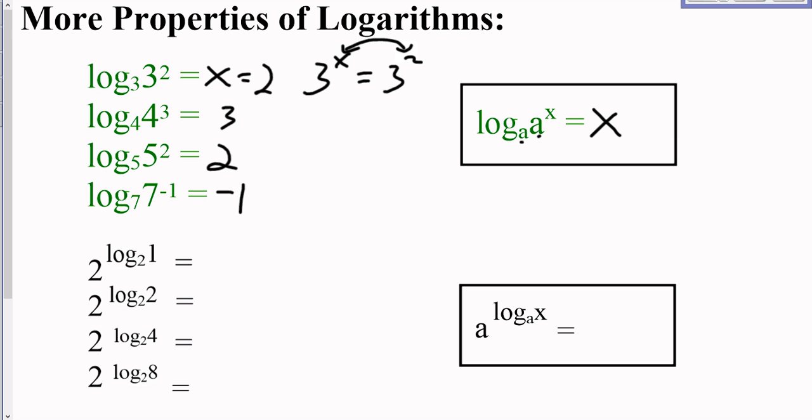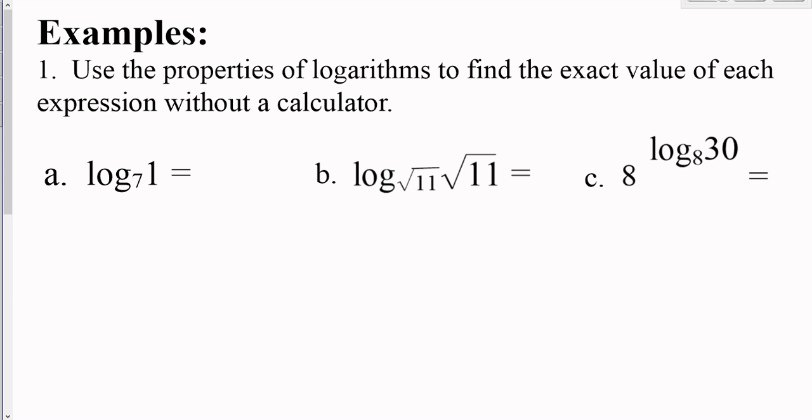The other way around is that if we have 2 raised to the log base 2 of something, it kind of undoes it. The power 2 with a base 2 of a log is going to cancel it out, and we get that something back. So we get a 2 here, we get a 4 there, and an 8 there. So a raised to the power log base a of x is just going to be equal to x. That will help us solve equations with logarithms.